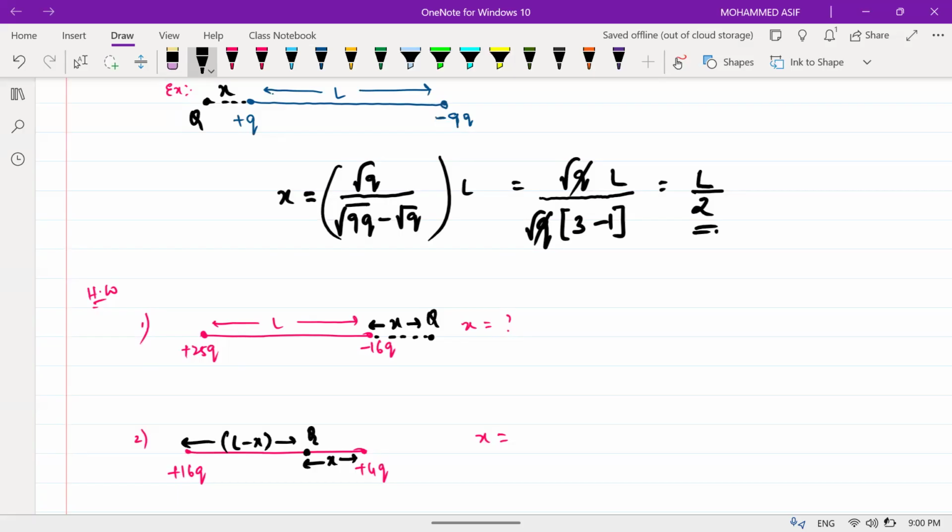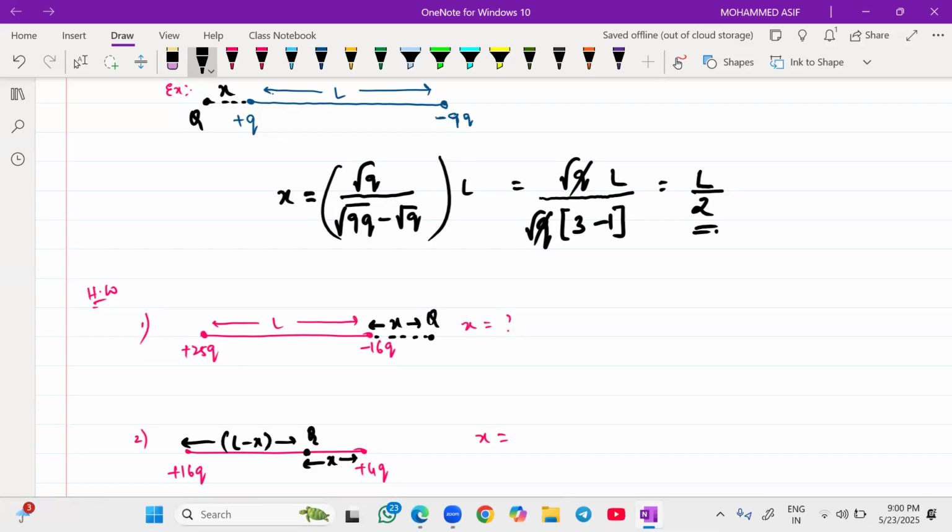Tomorrow we'll try to continue with some more problems on Coulomb's law, a little bit of higher level, with applications of buoyancy, fluid mechanics, and Newton's laws of motion in Coulomb's law. Then we'll try to start with electric field.